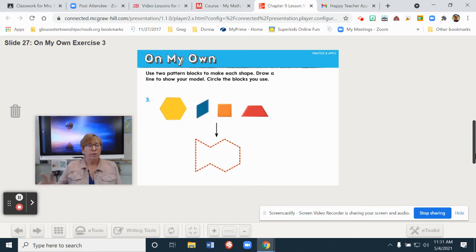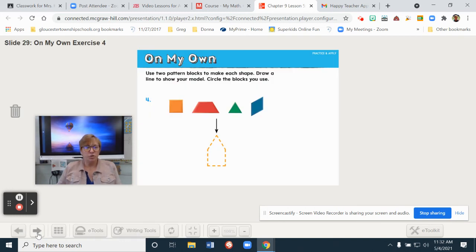All right, here we go. Use 2 pattern blocks to make each shape. Draw a line to show your model and circle the blocks you use. All right, so this is on your own. Pause it and come back to check your work. I like this shape. It reminds me of a fish. Okay, there you go. All right, ready? Next one.